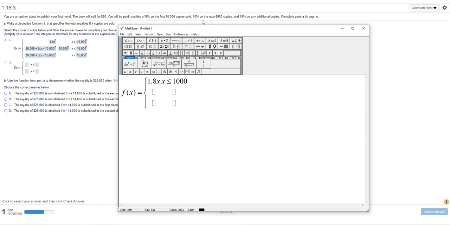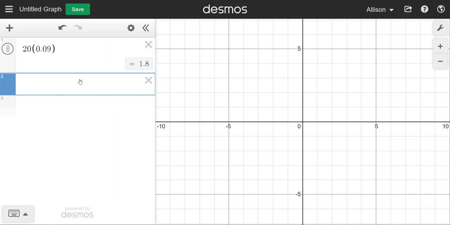Then what's going to happen next? Well, oops, it was supposed to be 10,000. I just realized I didn't put enough zeros there. Not 1,000, 10,000. There we go. I'm going to make 10% in the next 6,000 copies. All right, so 10% in the next 6,000 copies.